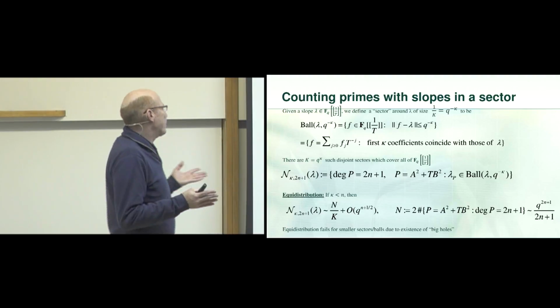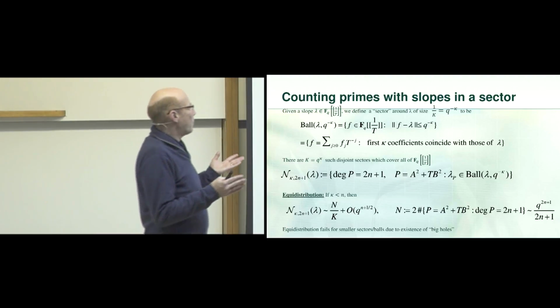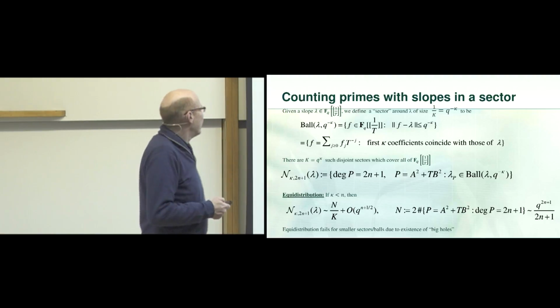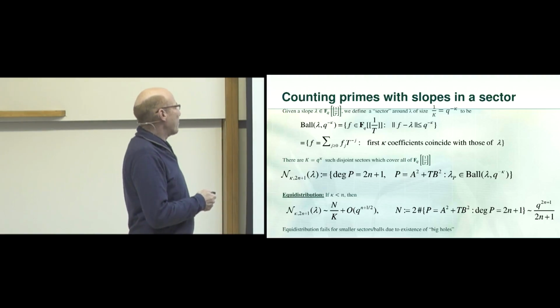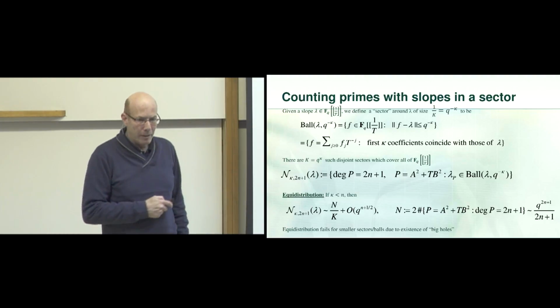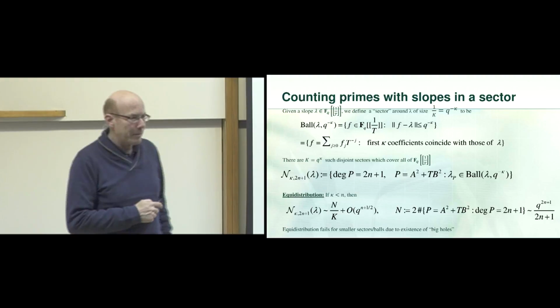The number of bins is the number of coefficients I have if I just specify the first kappa coefficients. So there will be q to the kappa such bins. So that's my capital kappa.